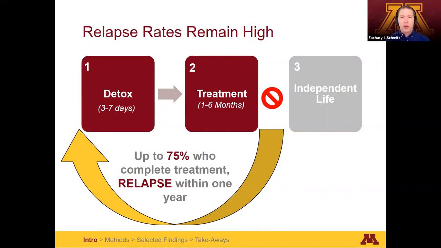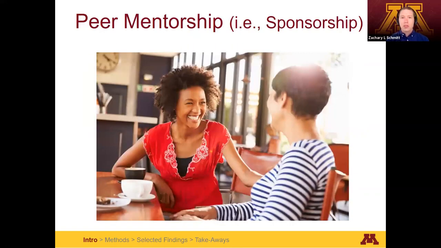So to improve treatment outcomes, our lab explores how social computing might supplement existing care options and serve as an additional source of support for individuals who are in that dangerous period immediately following treatment. One amazing tool for people making this transition from inpatient treatment to an independent life is peer mentorship.